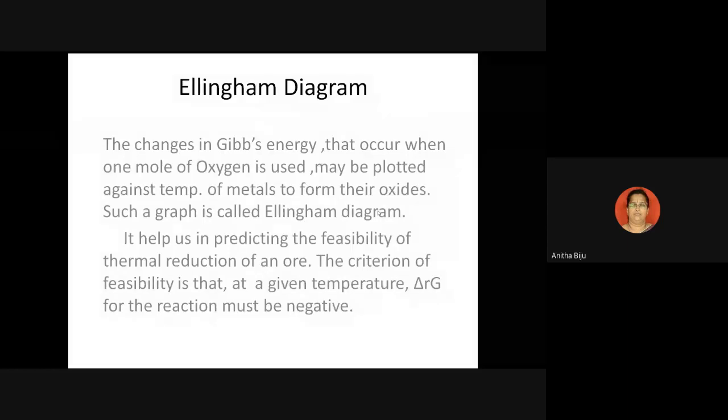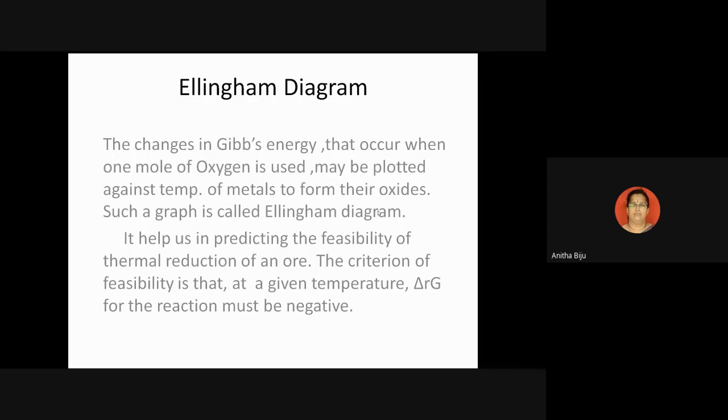The changes in Gibbs energy that occur when 1 mole of oxygen is used may be plotted against the temperature of metals to form their oxides. If you have the NCERT book, you can take page number 155, figure 6.4. The diagram is there. You can see that this is simply a graphical representation, where change in free energy is plotted on the y-axis and temperature in Kelvin on the x-axis.